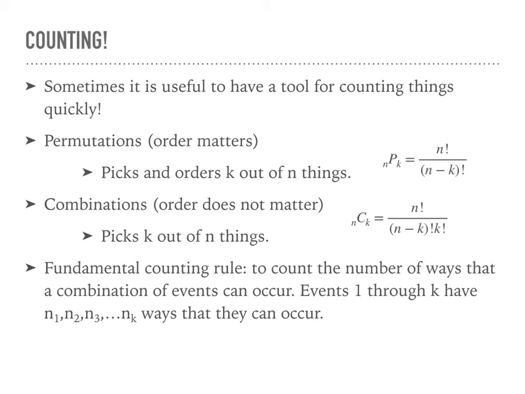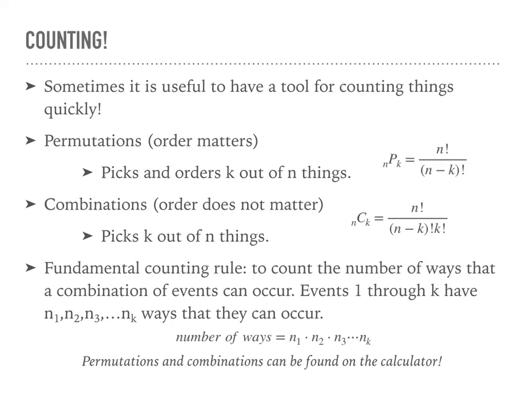Our final counting rule here is the fundamental counting rule, and that says to count the number of ways that a combination of events can occur, events 1 through k, having n1, n2, n3 up to nk ways that they can occur. The total number of ways would be n1 times n2 times n3 all the way up to times nk. Now, permutations and combinations can be found on the calculator. You would use the math button and scroll over to prob or PRB, and then find the appropriate notations. The fundamental counting rule is not on the calculator, and you will have to do this one by hand.